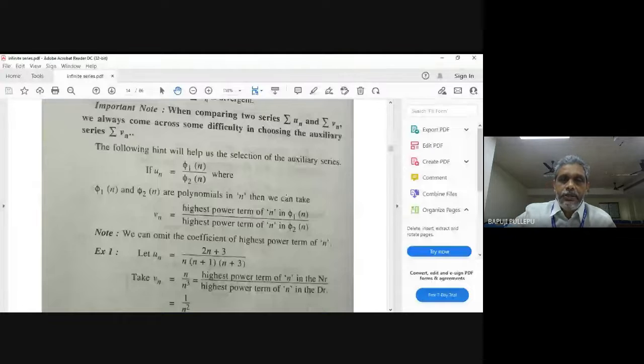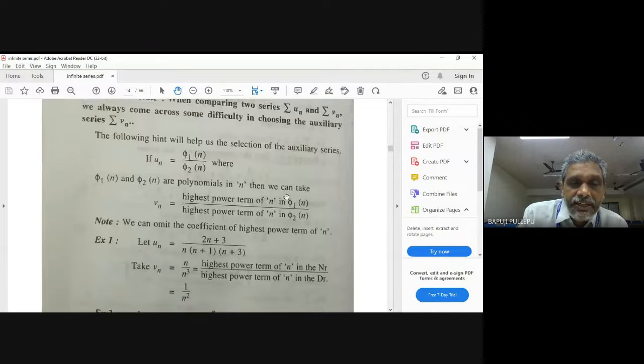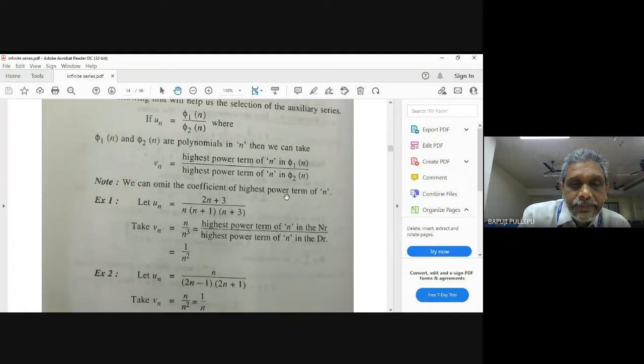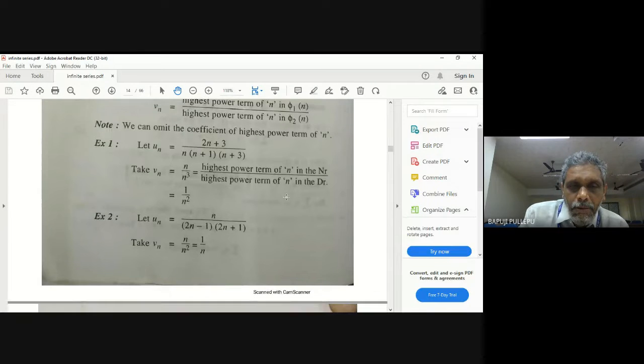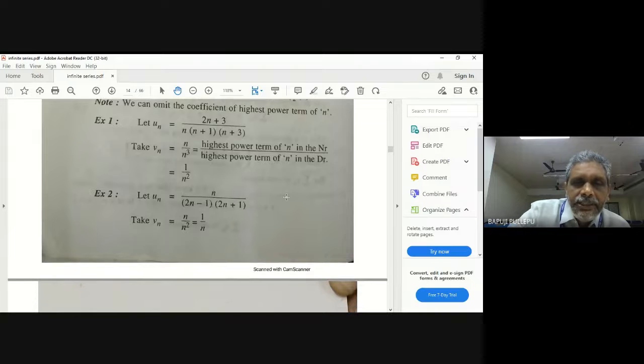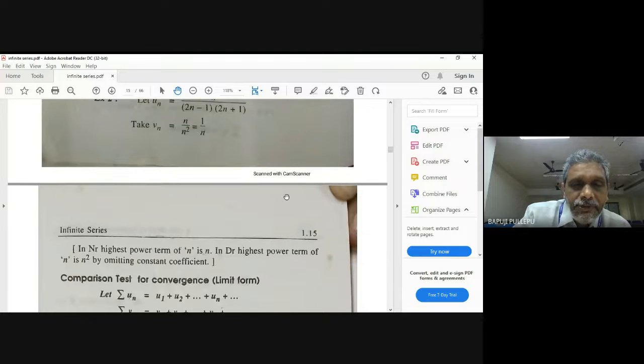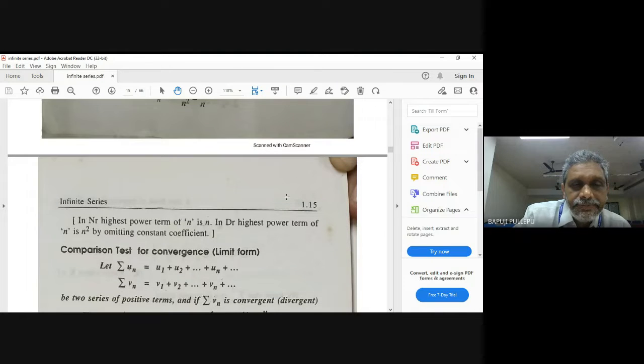Are you able to see? Yes, sir. If it is a polynomial, take the highest degree of the numerator outside, and the denominator also. What is the balance you can prepare as Vn. That is always the best way. Then Un by Vn is less than 1 or greater than 1, I will be able to tell. Now we see here n, the denominator is n square. So 1 by n you can take as Vn. If you do Un by Vn, you will get it nicely.